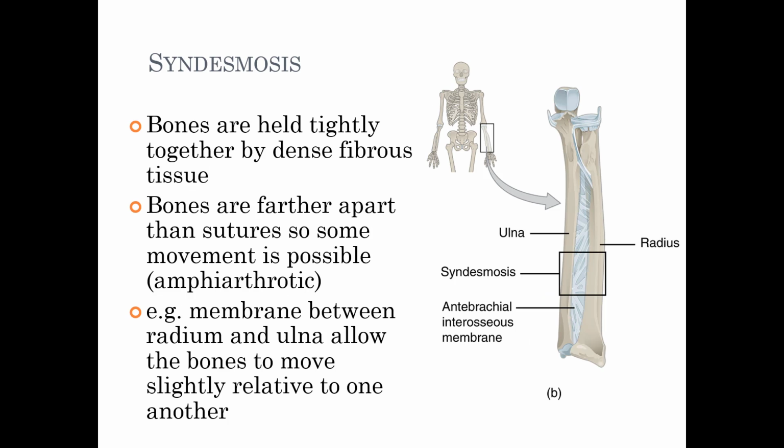The syndesmosis are where two bones are held tightly together by dense connective tissue. There is a slight space between, so there is some movement possible, and this is an amphiarthrotic. So there is a membrane between the radius and the ulna in your lower arm. The membrane keeps them in the correct orientation relative to one another. But of course, the radius and the ulna do move relative to one another. However, the syndesmosis joint there doesn't allow a lot of movement. It does allow a slight amount of movement though.